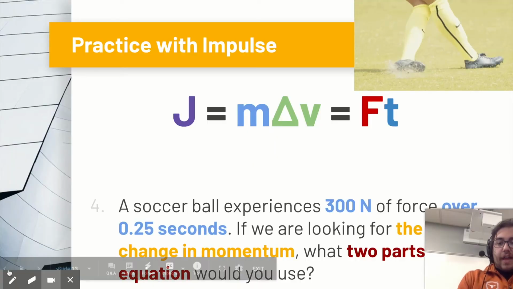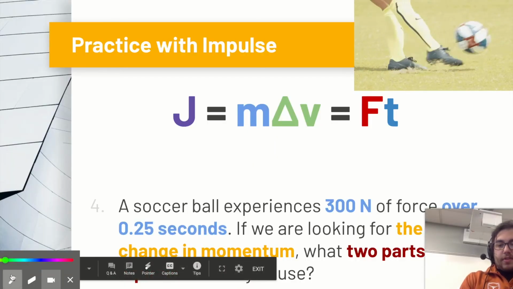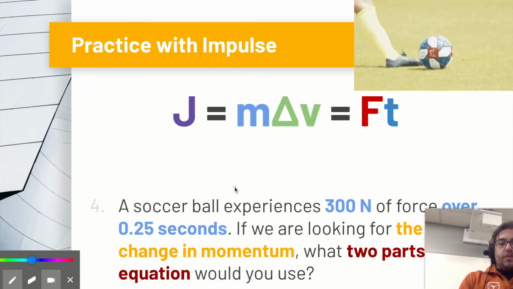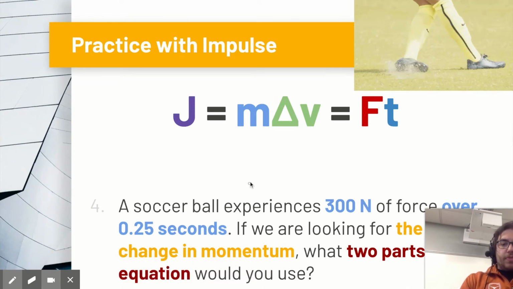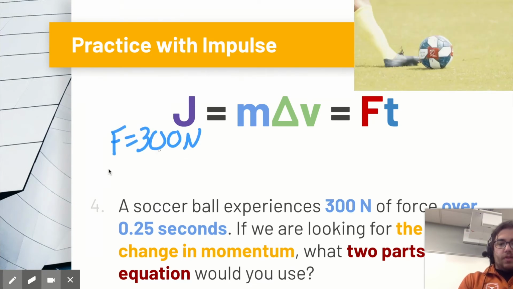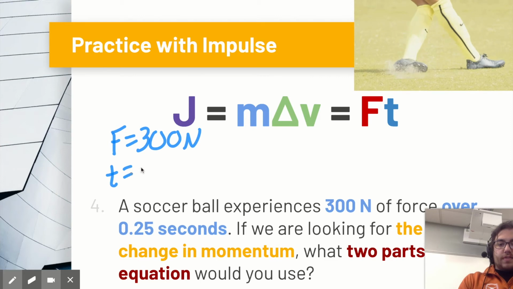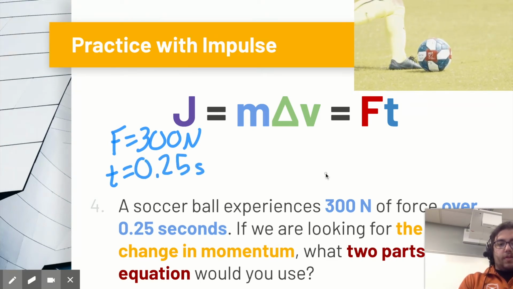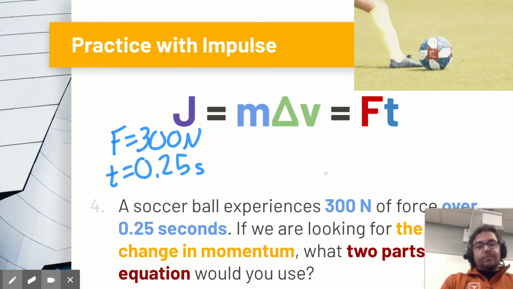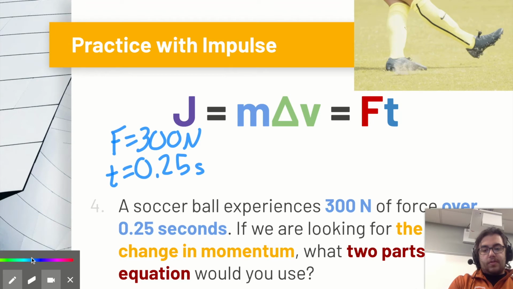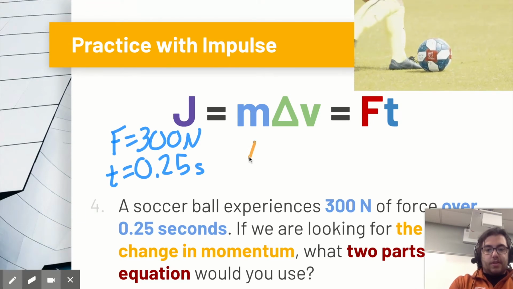So here's our last question that was similar to the previous three that we covered. Let's just jump right into it. A soccer ball experiences a force of 300 newtons over 0.25 seconds. So that is the amount of time that it takes for the soccer ball to experience the force. If we are looking for the change in momentum, what two parts of the equation do you use?